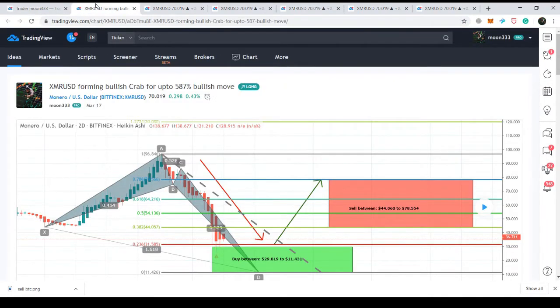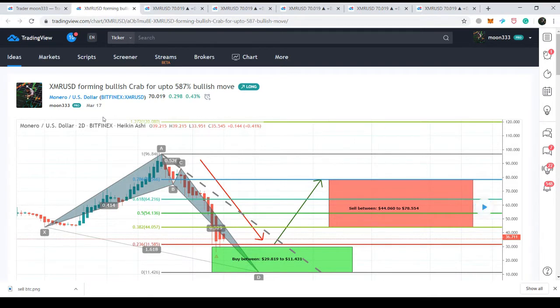After the drop of March, the Monero formed this bullish crab pattern, and I just posted this chart on 17th of March, and I predicted that as per Fibonacci sequence of this bullish crab pattern, the price action should take the bullish divergence from this PRZ or potential reversal zone of this pattern that starts from 1.27 up to 1.618 Fibonacci retracement level of this final leg.